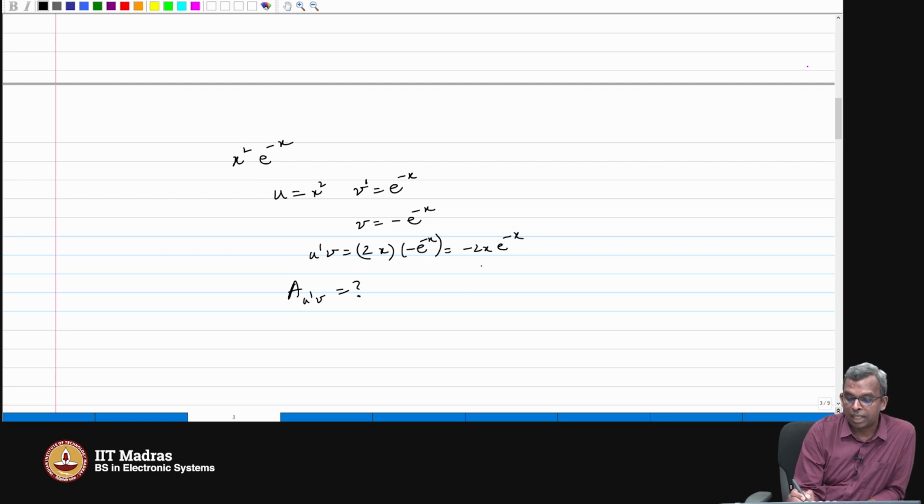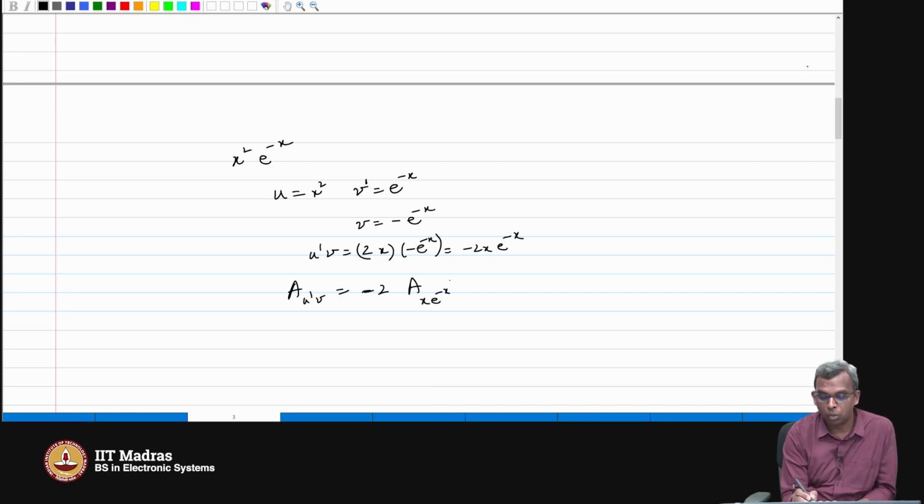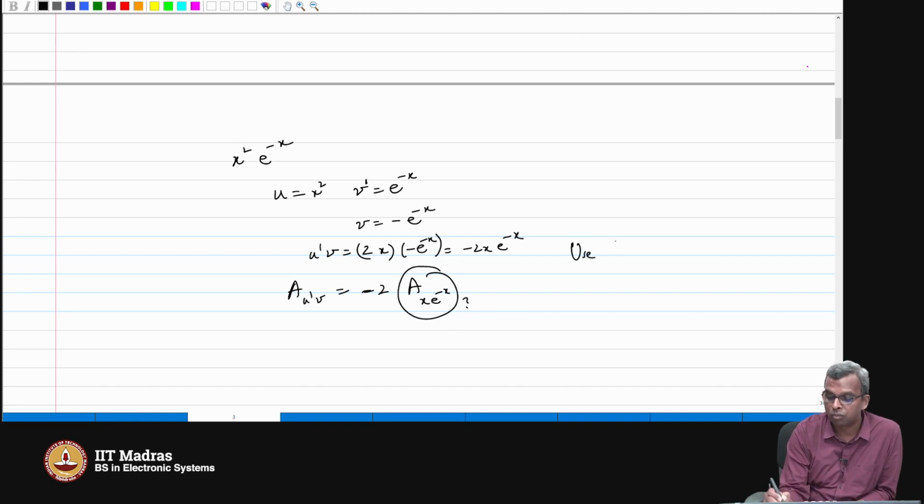So, what I will do for that is, here is the trick. You can think of this as minus 2 times the antiderivative of x e power minus x, isn't it. So, what do I do with this guy? For this you can use parts again. I need to find the antiderivative of x e power minus x.